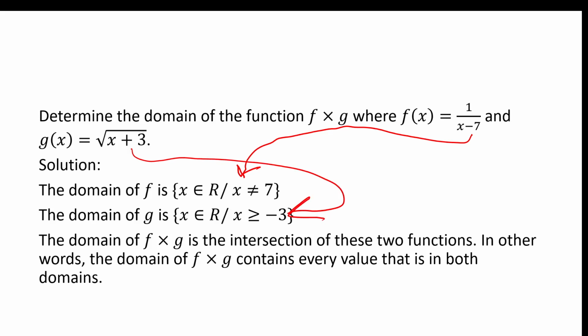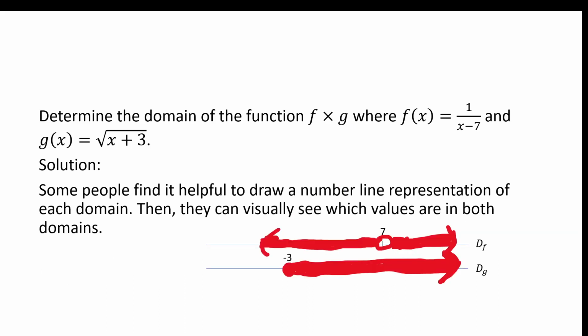And the domain of f times g, just like the domain of f plus g and the domain of f minus g, will be the intersection of those two domains. We should be saying domains there. So in other words, any value in both domains will be in the domain of f times g. And as we've already seen a couple of times, we're doing the same analysis again. The domain of f is the top line, the domain of g is the bottom line.